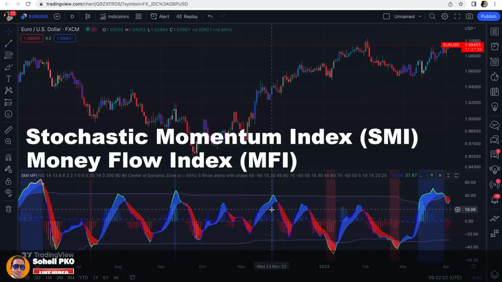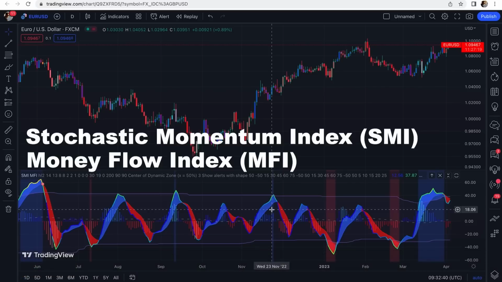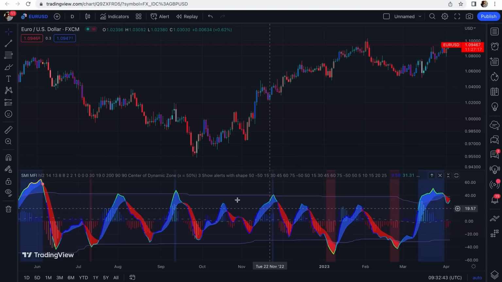In this indicator, Money Flow Index is used as an input to Stochastic Momentum Index. This means that the Stochastic Momentum Index is measuring momentum based on buying and selling pressure rather than just price, and this is the point that has made this indicator so powerful. Alright, now let's see what we have here and how this indicator can help us in trading.